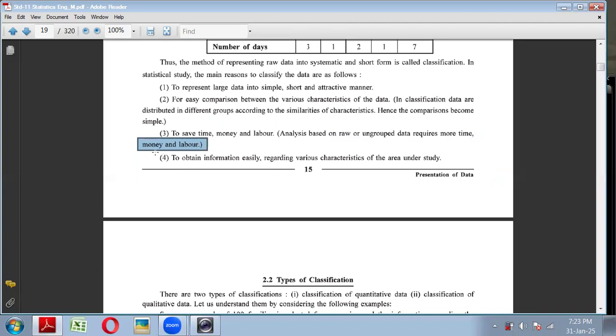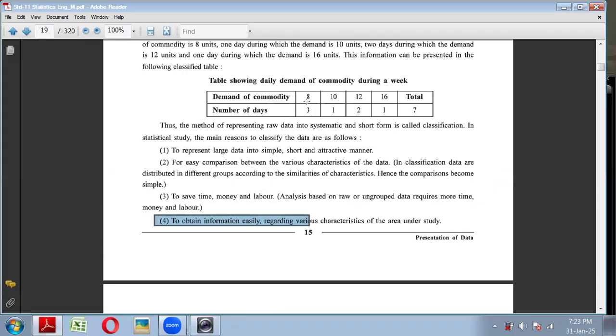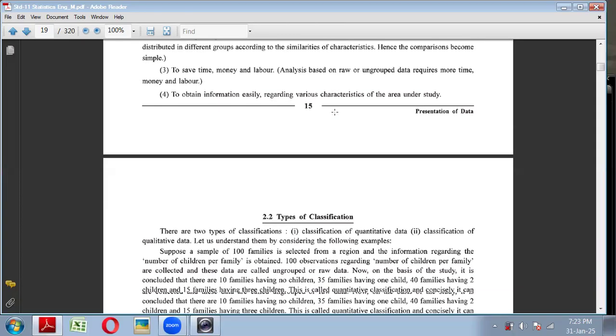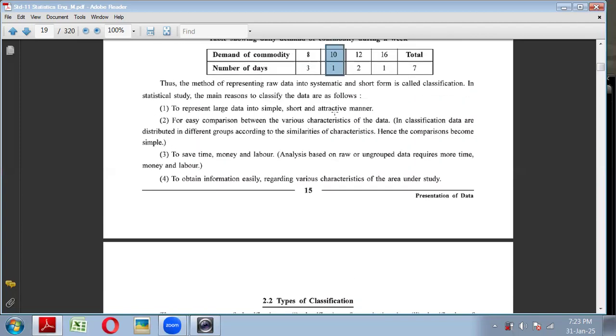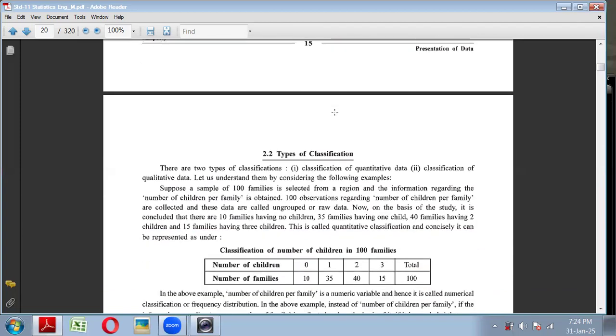Next, you will get the information very easily, right? It is very easy. If I ask you a question, how many days were there when the demand of commodity was 10? It is clearly visible from the table that the demand of commodity is 10, and below that you will find the number of days: only 1 day. So that is how it is helpful. So these are the four important reasons why classification is necessary.